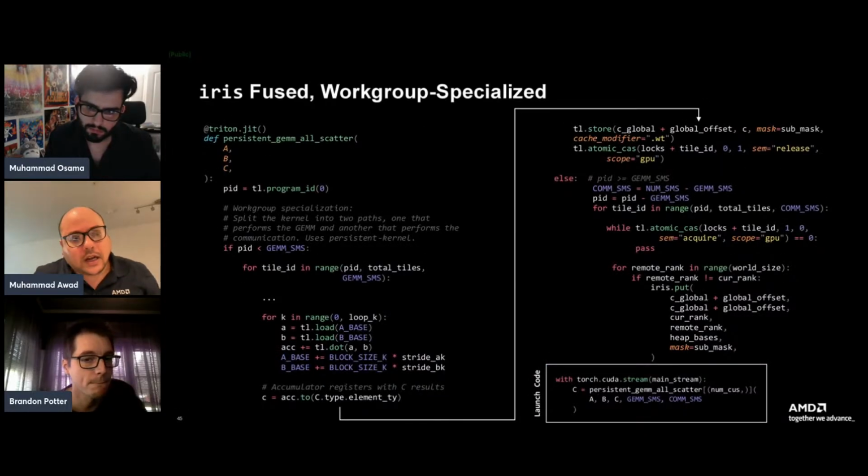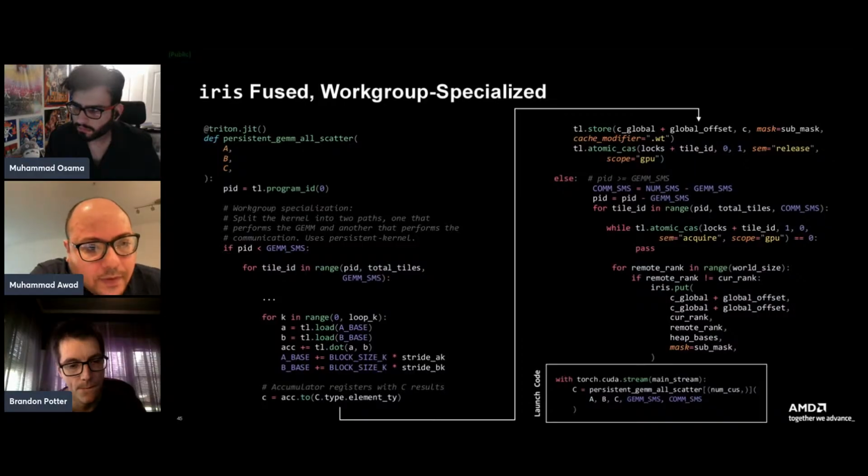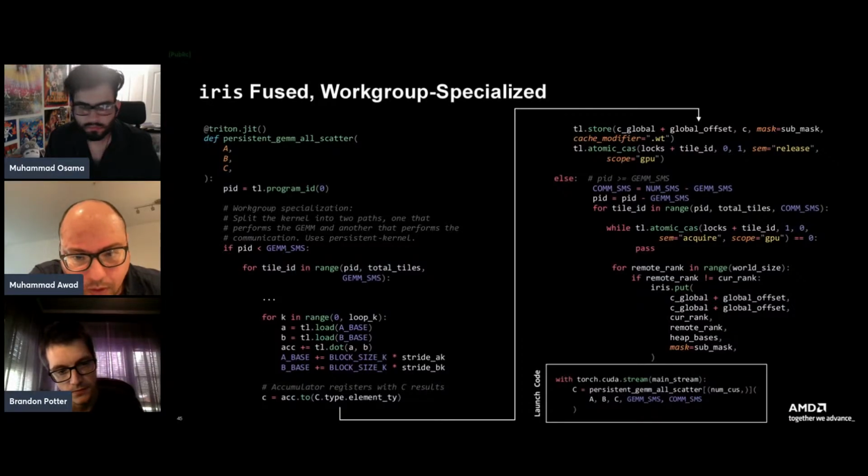Okay. So what does work group specialization look like? You have the code on the left. Let's start on the left. You basically have that big branch at the top. It says, okay, if I'm less than the GEMM SMs, I'm going to do the GEMM work. Otherwise, on the right-hand side, I'm just going to compute my program ID. So basically, just do the math to compute your ID after subtracting the CUs that you assign to GEMM, and then you consume the data.